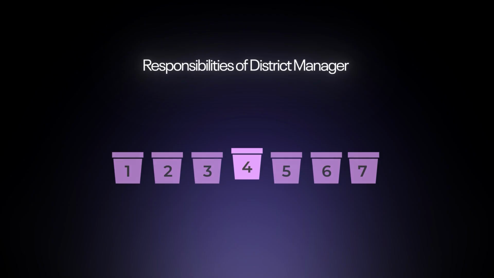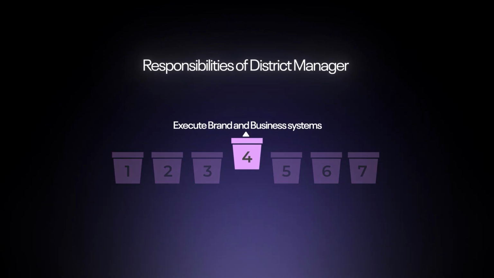So that brings us to the fourth skill of an effective district manager, and that is being able to ensure that the units are executing the business and brand systems every single day. Now, the number one way to do that is by having an effective unit visit. So their responsibility is that whenever they're going to the units, they're doing not just a regular visit, but an effective unit visit. Now, what does that look like?